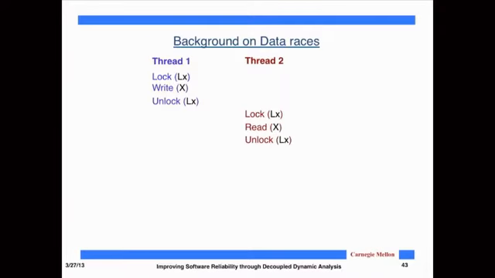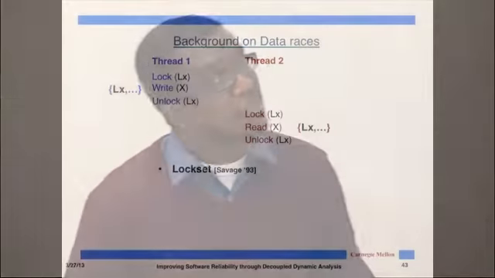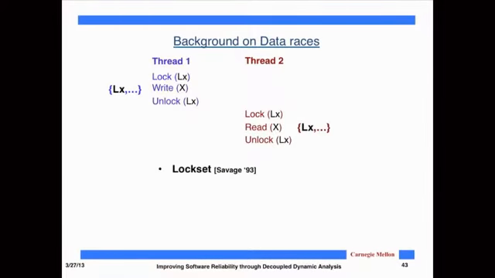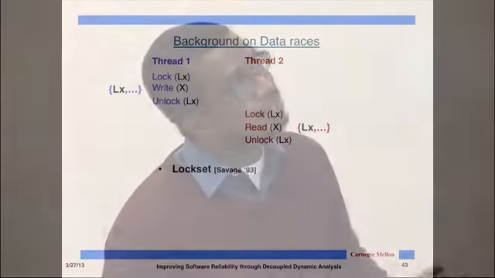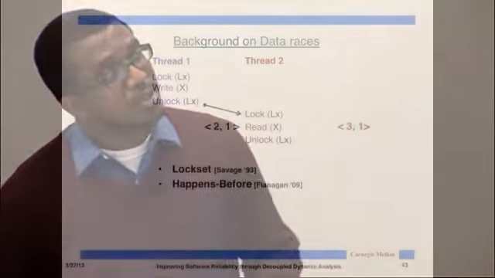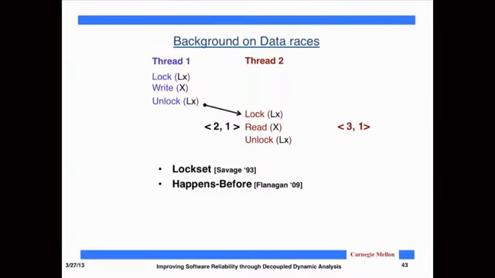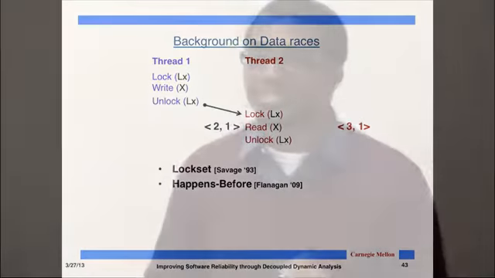A lot of the work in data race detection has been done in user space. Some of the techniques used try to infer whether there's a consistent locking discipline for protecting shared data. This is the lockset approach, where we can see that this access here is safe because X is consistently protected with lock LX. The other approach is happens-before, which is based on the fact that certain operations are serialized in time. A lock and an unlock on the same lock are serialized, so one happens after the other.